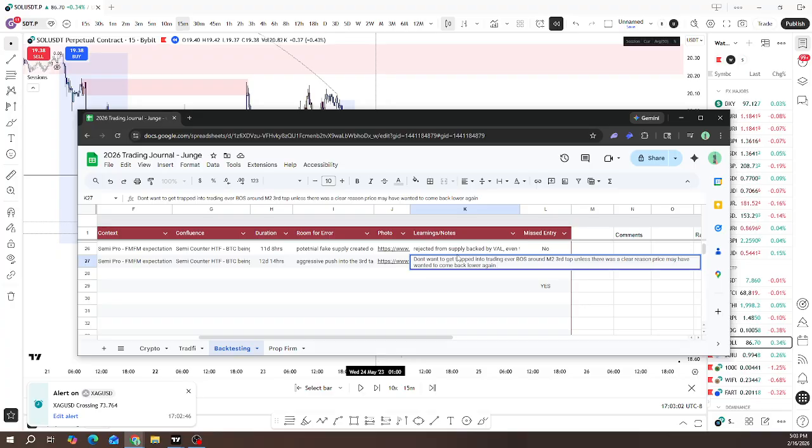Because this didn't have a super clear reason why price would have wanted to come all the way back for that. So it's like, was it really necessary for them to have a manipulated push down just for that? You know, pretty mediocre extra liquidity. You know what I mean? Not super necessary. Seeming like price may just want to go lower at that point.